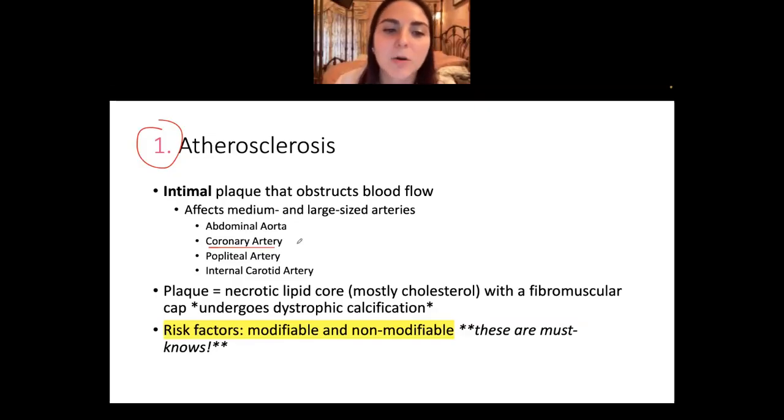A plaque, they might not always say plaque, because they know that that's kind of like a little buzzword. So what I've seen sometimes is a necrotic lipid core, so like of cholesterol, and a fibromuscular cap. That's a plaque. That's what it is.